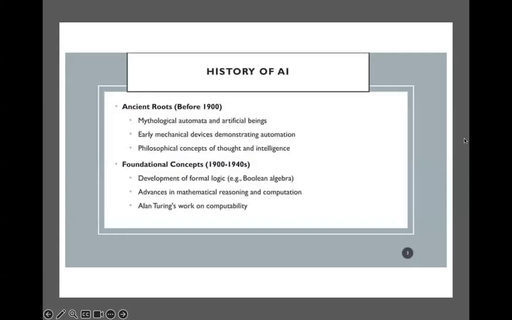Now, for the history of artificial intelligence, these are a few things I already discussed previously. I was not there in the very first lecture, but anyway, you will hear a small history about artificial intelligence. If we consider the history of this artificial intelligence, earlier days we had ancient roots, that is before 1900. We had the mythological automata and artificial beings, and also early mechanical devices.